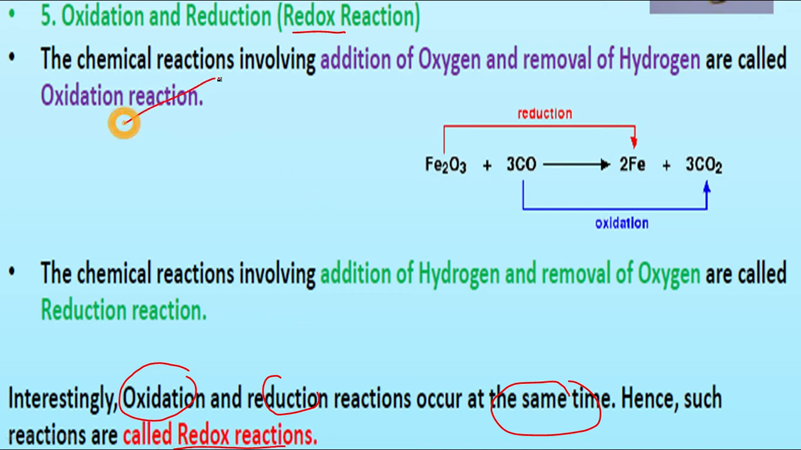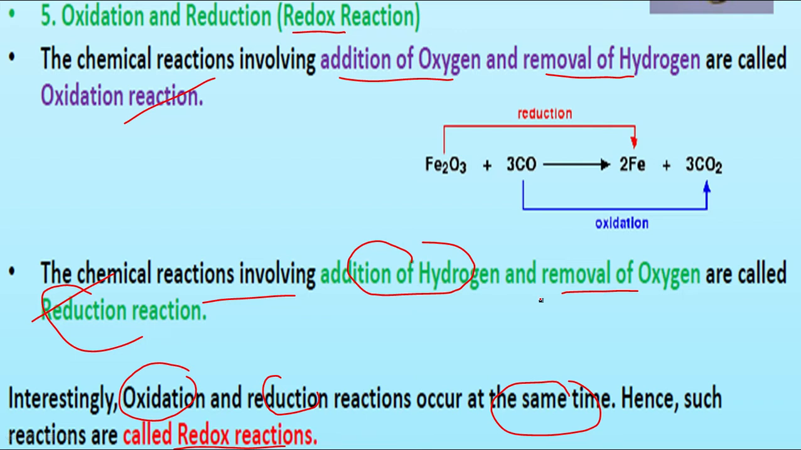Let us understand the oxidation process first. Those chemical reactions in which there is an addition of oxygen or a removal of hydrogen are called oxidation reactions. Okay, the next one is the reduction process. Those chemical reactions in which there is a removal of oxygen are called reduction reactions. So in the redox reaction, the oxidation process and reduction process both take place simultaneously.